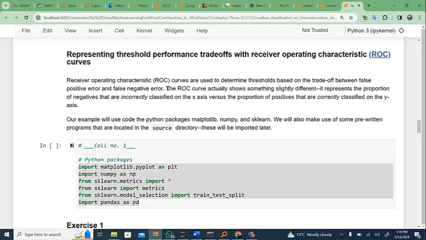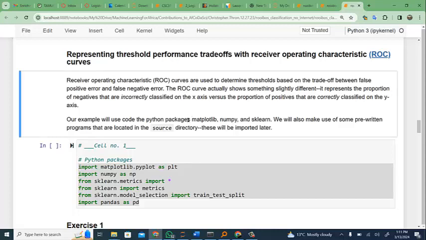Okay, the ROC curve actually shows something slightly different. It represents the proportion of negatives that are incorrectly classified on the x-axis versus the proportion of positives that are correctly classified on the y-axis. Now, if you think about it, and we'll see this later on, these two proportions will increase together. The more positives that are correctly classified, the more negatives will be incorrectly classified. So the ROC curve is always an increasing curve.